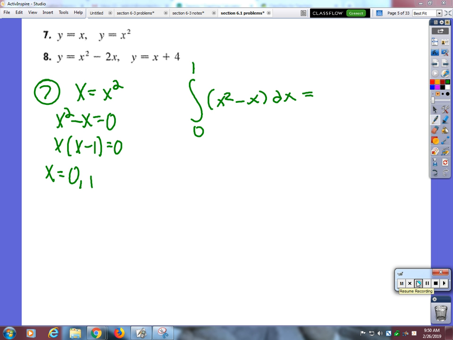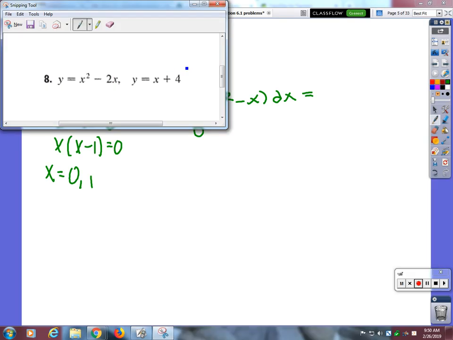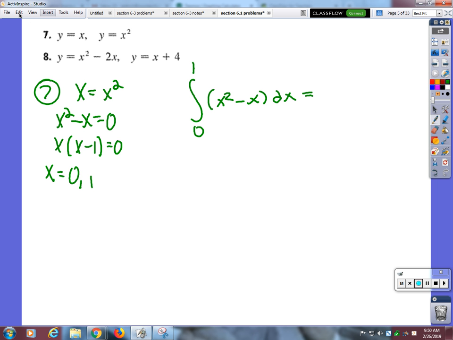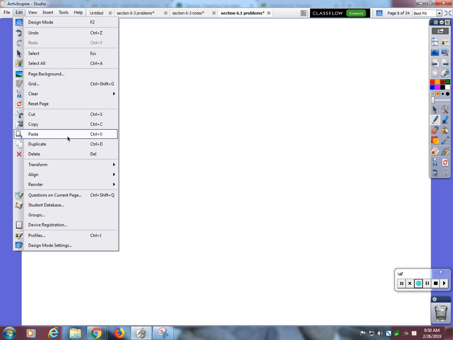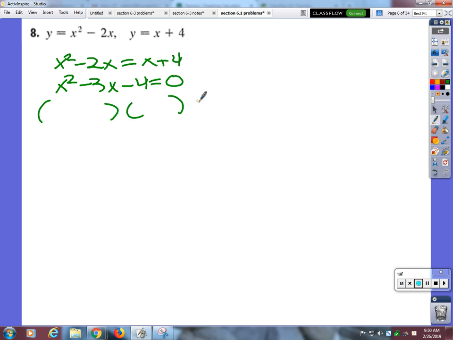This next one we're not going to cheat. We're going to not graph it. We're going to figure it out our own selves where those intersect. So x squared minus 2x equals x plus 4. X squared minus 3x minus 4 equals 0. How about negative 4 and positive 1? So negative 1 to 4.